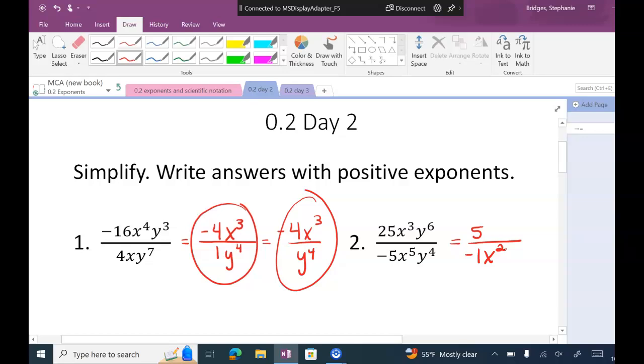And then I can look at my y's. I have y to the 6th at the top, y to the 4th at the bottom. Where do I have the most? How many more do I have up there? 2. Okay. So you can leave your answer just like that.